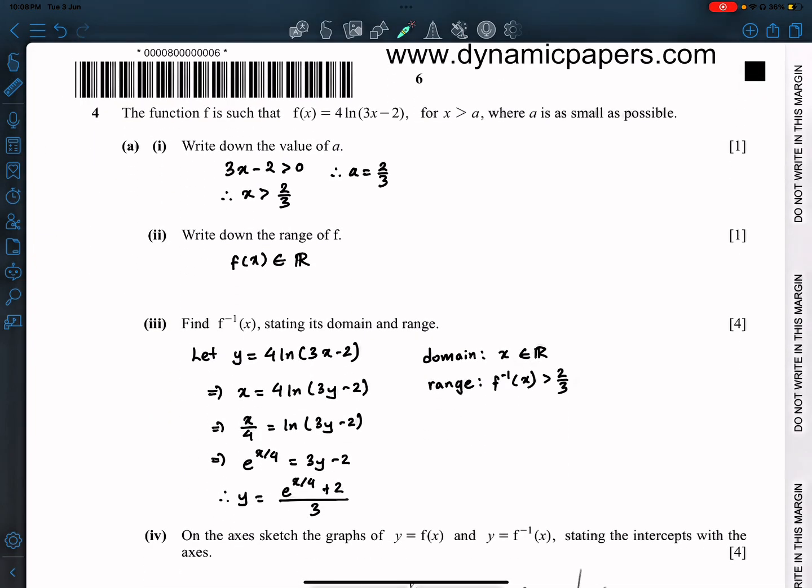Question number 4. The function f is such that f of x equals 4 ln of (3x minus 2) for x greater than a, where a is as small as possible. Write down the value of a.